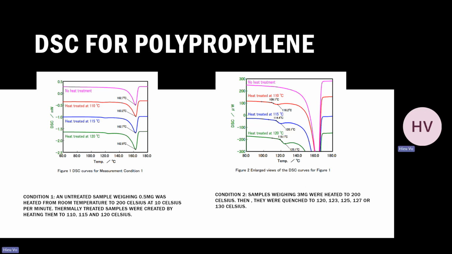The DSC results for the polypropylene. In the lab picture right here, it shows the endothermic peak of polypropylene melting at around 160 Celsius. On the left side right here is the smooth curve for the untreated sample, around 110 to 125 Celsius. On the right side right here is the result at around 120 Celsius. The treated sample showed a mini endothermic peak of several tens of microwatts. So each heat treatment temperature produced a different crystal structure.